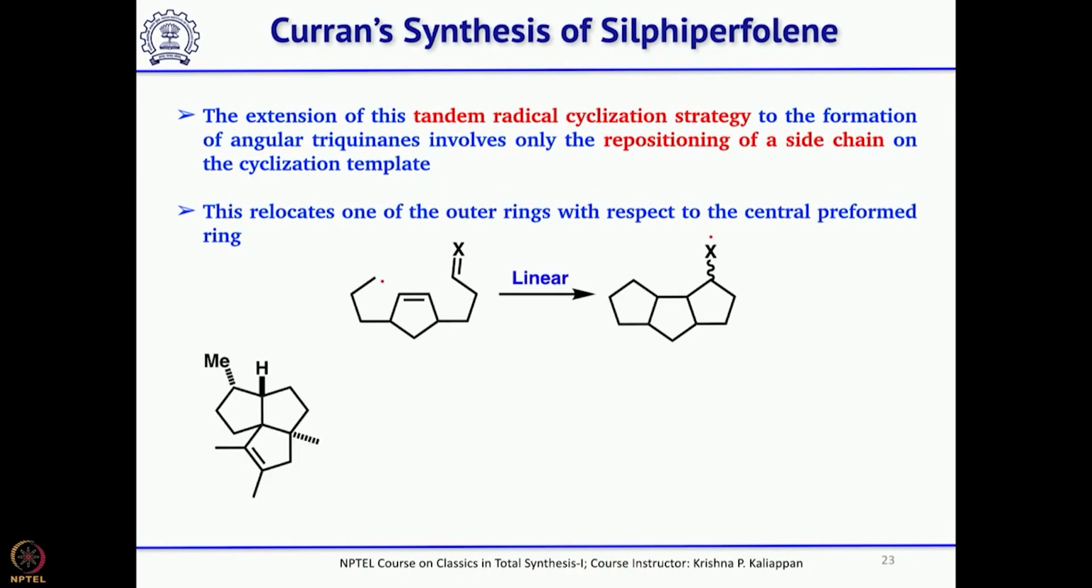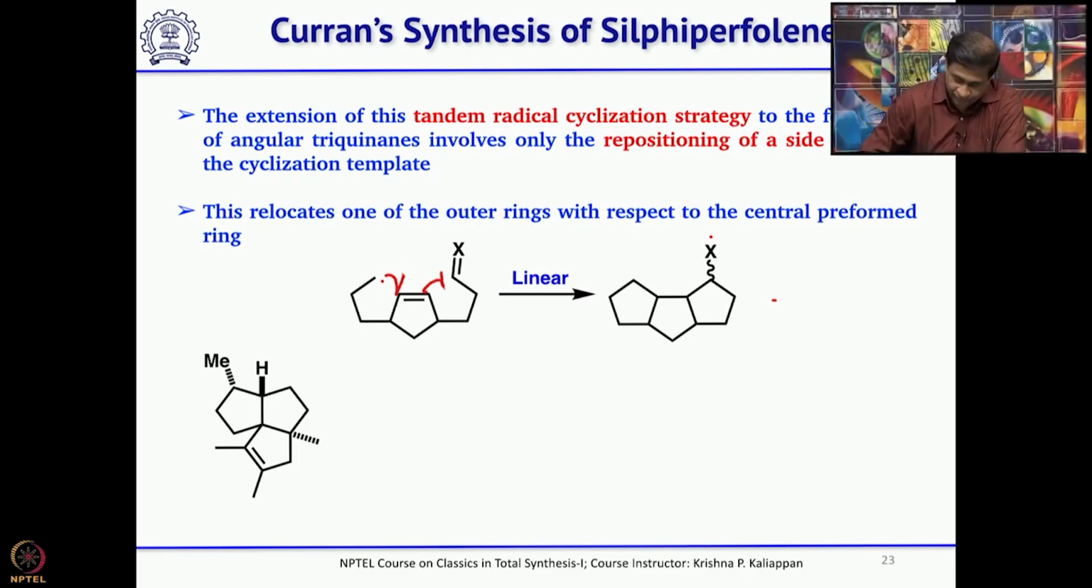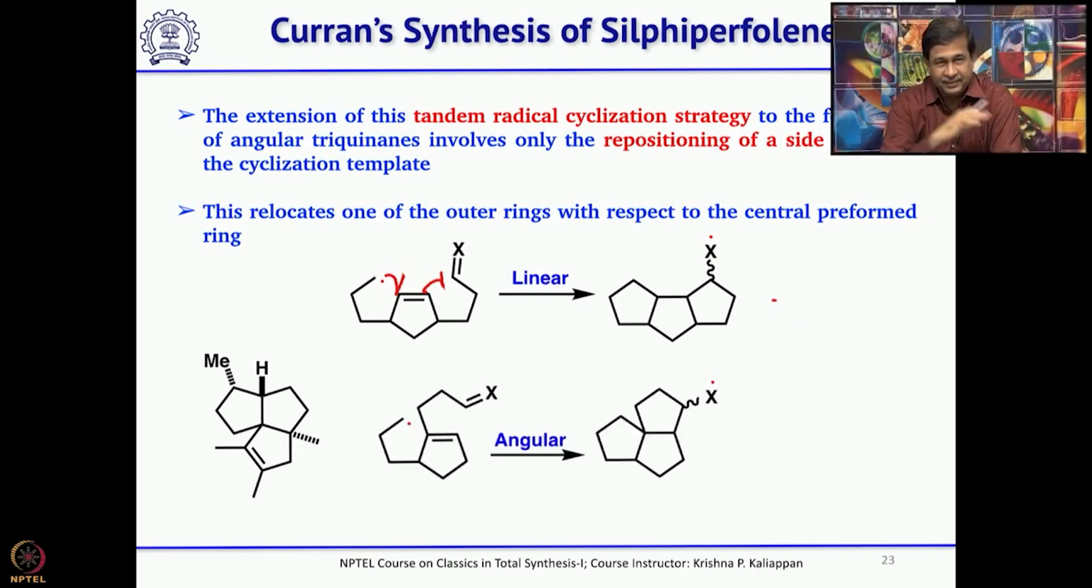So this we already discussed via a different method. Here what Curran has done is, if you look at the linear synthesis, where he made a cyclopentene first, then he tried to have a side chain with a radical, and that will undergo 5-exo radical cyclization. So for this angular triquinane, again he wants to have only one 5-member ring, that is cyclopentene.